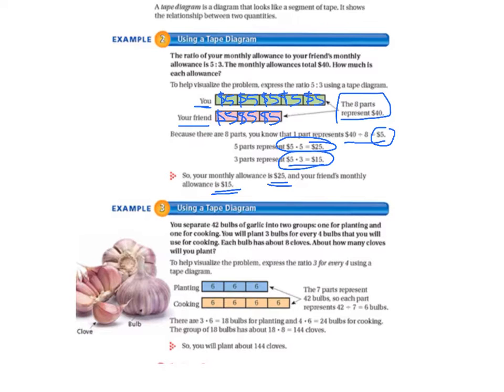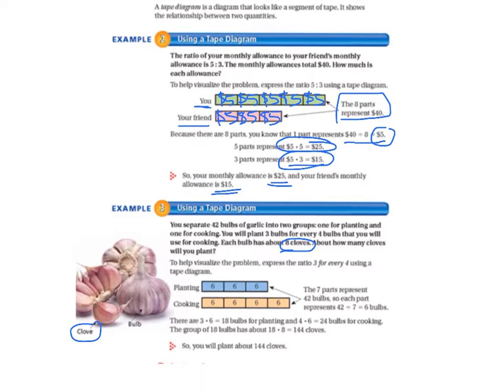Example 3, we're also using the tape diagram. We separate 42 bulbs of garlic into 2 groups, one for planting and one for cooking. You will plant 3 bulbs for every 4 bulbs that you will use for cooking. Each bulb has about 8 cloves. So inside the bulbs are the cloves. There's a picture of this. The bulb is the whole thing, and then when you crack it open, there's the cloves inside that.